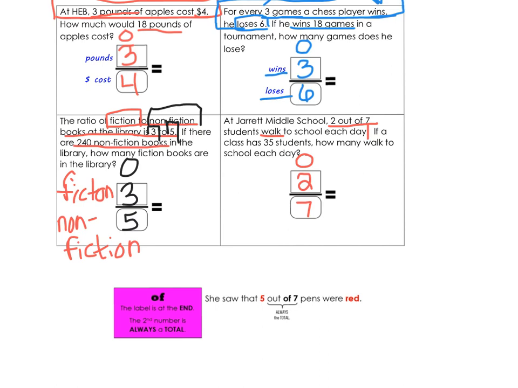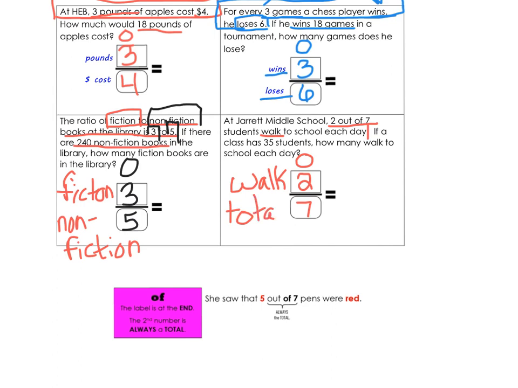So we can have the fraction or the ratio 2 out of 7. But if we don't know what 2 and 7 mean, then these numbers are naked numbers. We need to clothe them, right? So it says at Jarrett Middle School, 2 out of 7 students walk. That means 2 represents students who walk. And here, the 7 represents the total students.